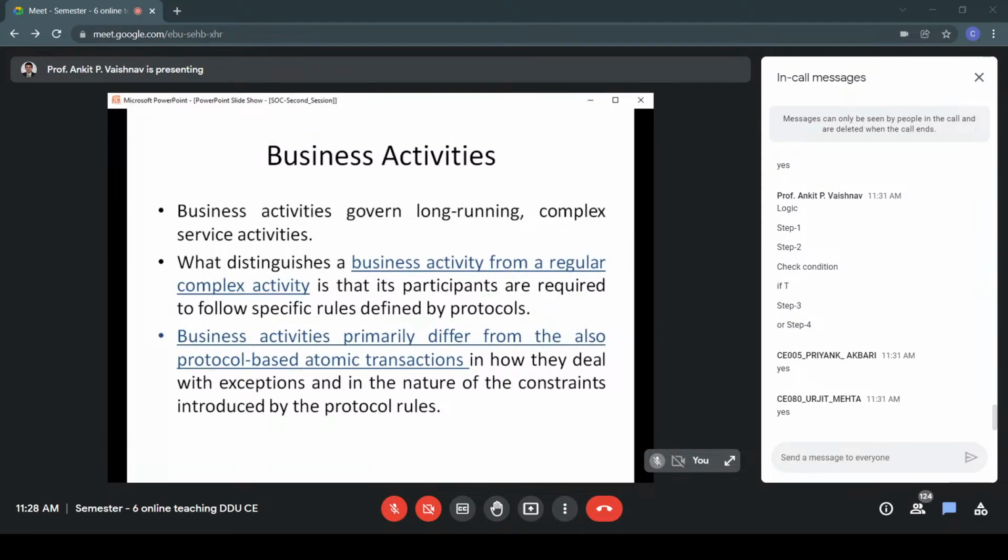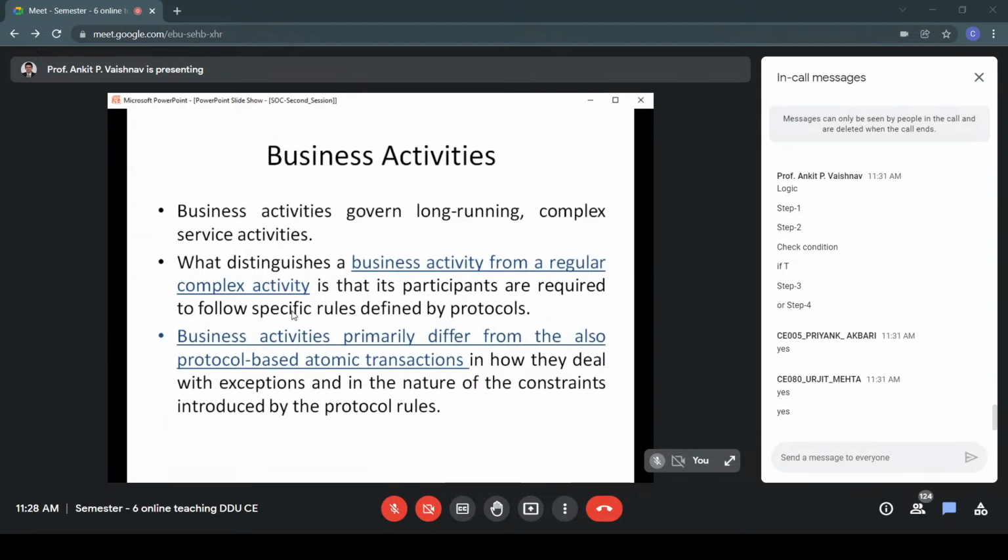So this is what is meant by business activity. In business activity, you have to stick to some rules, and you have to follow those rules. While in a standard complex activity, you might be independent. You might not be following the rule. You are just doing the job whenever you are asked to. So that is the difference between business activity versus regular complex activity. Is that fine? Yes.